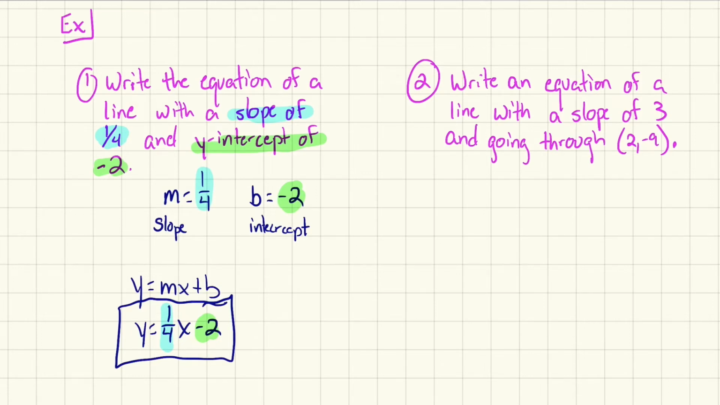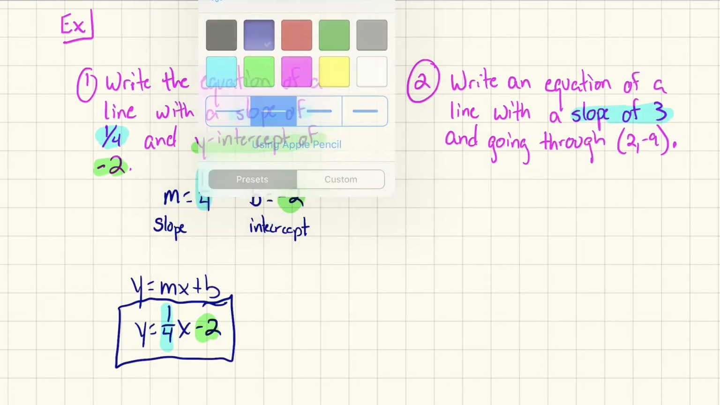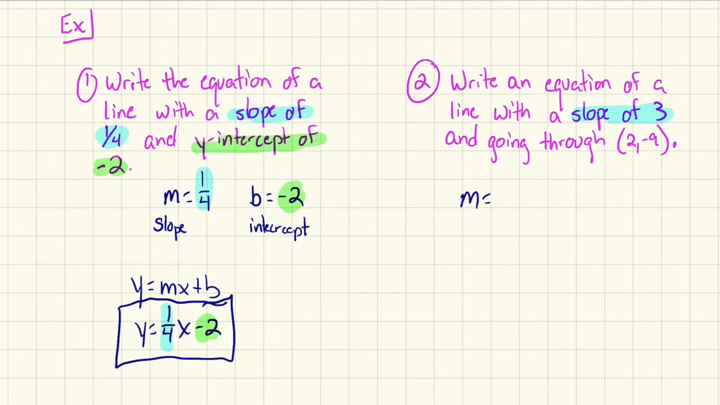Okay, problem number 2. It says write an equation of a line with a slope of 3 and going through (2, -9). Okay, so let's look and see what they've given us. All right, first, they've said slope of 3. So that's good news for us. We know that our m is equal to 3.